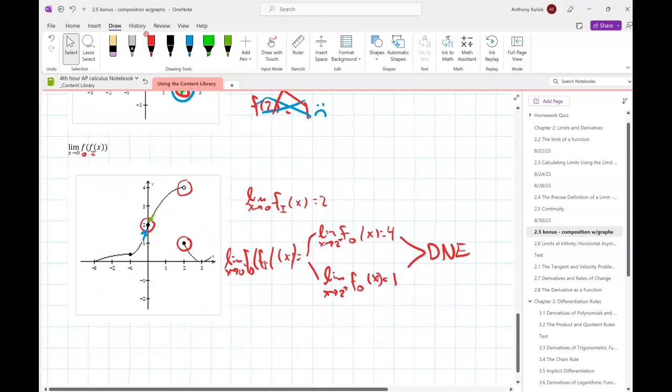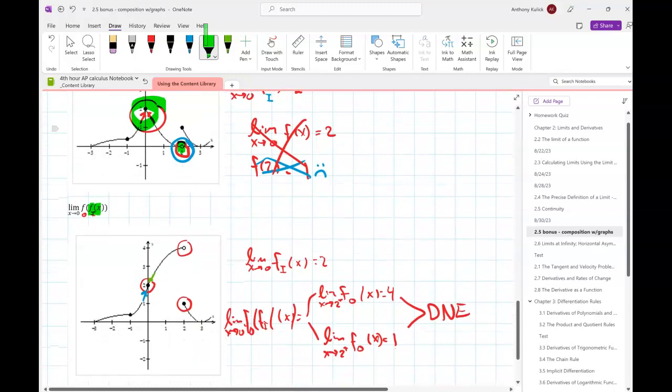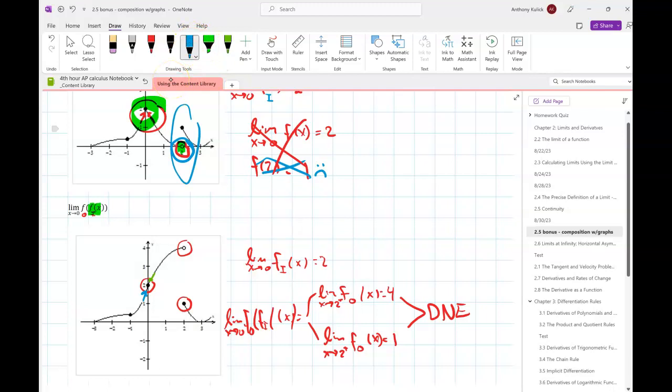So the big picture takeaway, let's summarize this most difficult situation: if the limit of the inner is at an extrema, and the outer function then is at some discontinuity, you can do that. If it's not an extrema, you're not going to be able to do it.